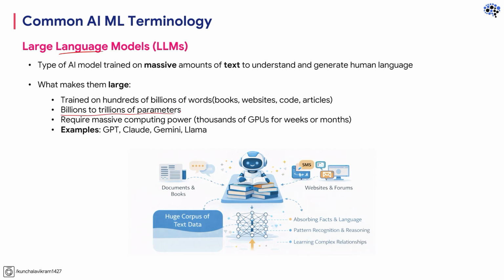The internal parameters of these models can range from billions to trillions, right? We talked about W1, W2, so these are the model parameters, right? They can be from billions to trillions, and they also require huge computing power, thousands of GPUs, to run. For example, GPT models, Claude models, Gemini models, Llama models.